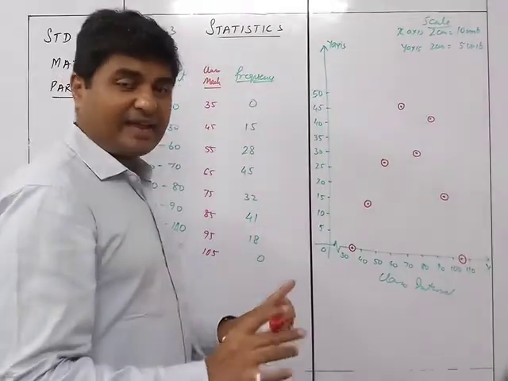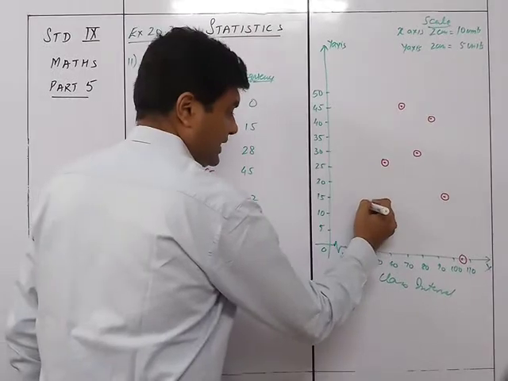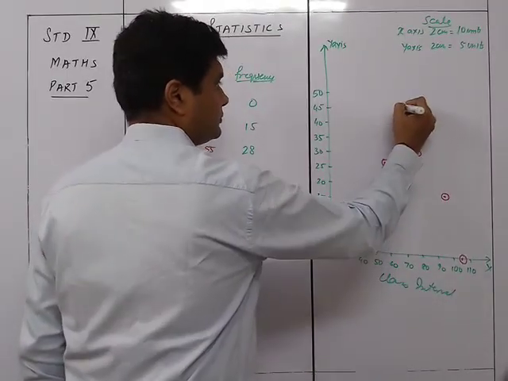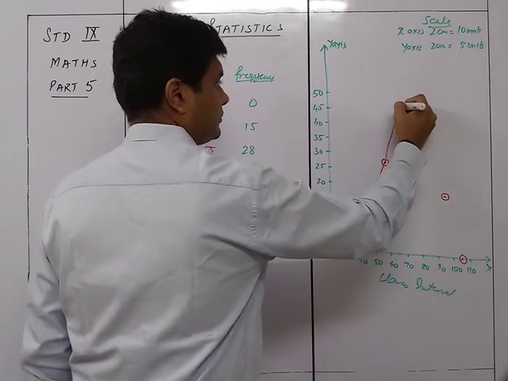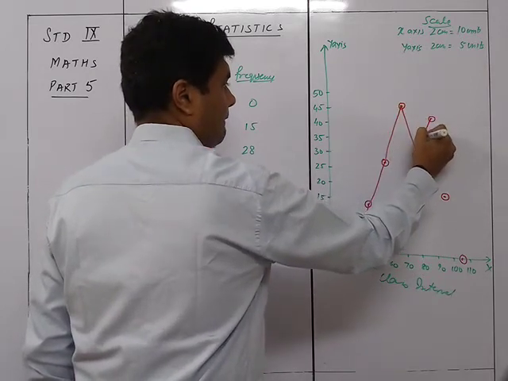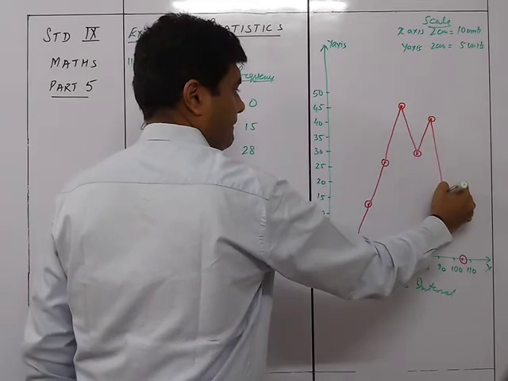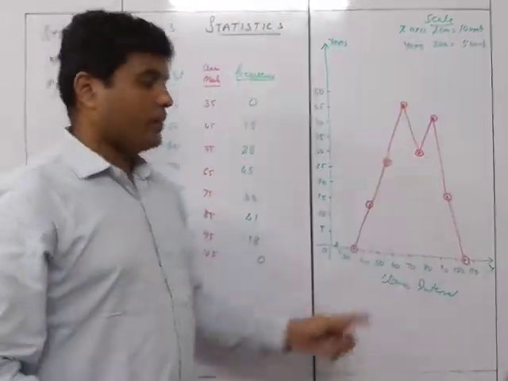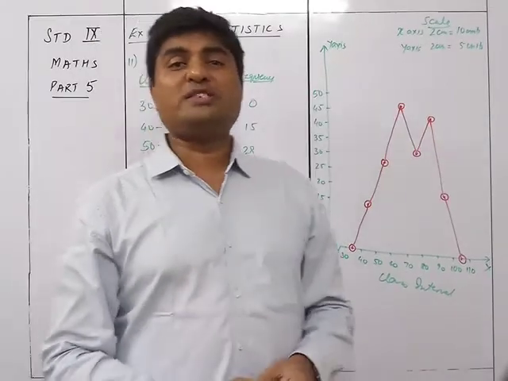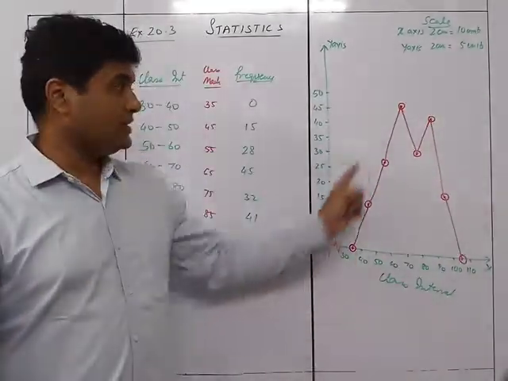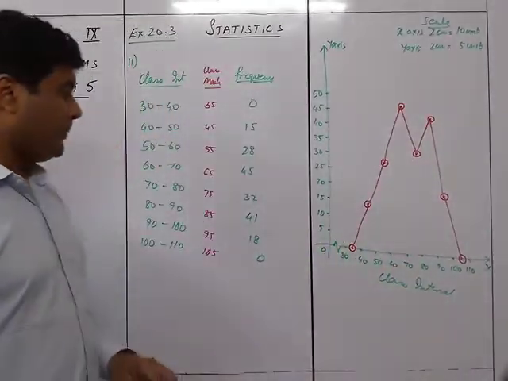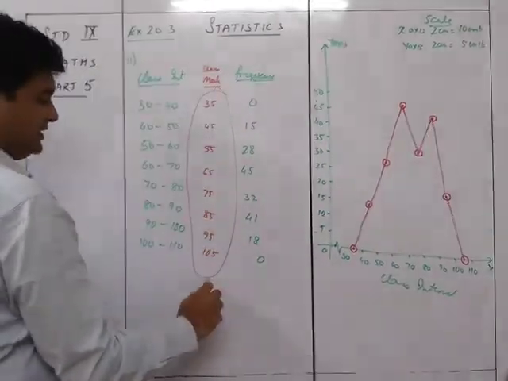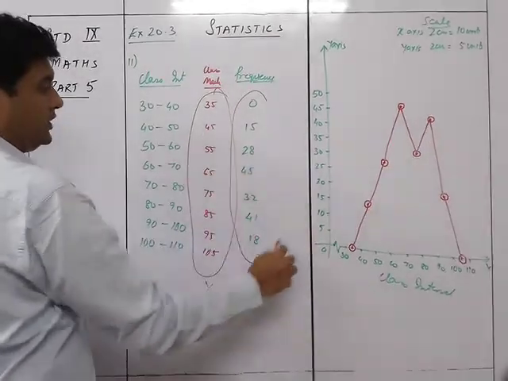Now I'm going to take a scale and draw the line. So scale and draw the line first. So this, what we have drawn over here is the required frequency polygon. Okay, this over here is the frequency polygon. So what we plotted over here was this on the x-axis and this on the y-axis.